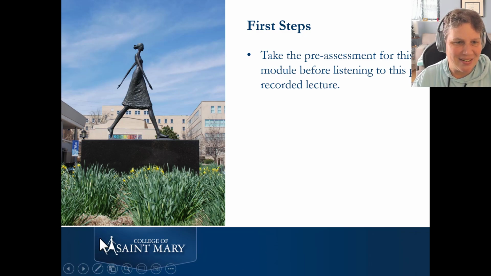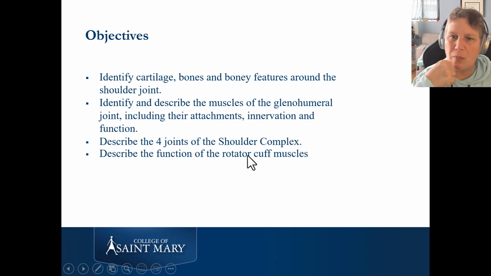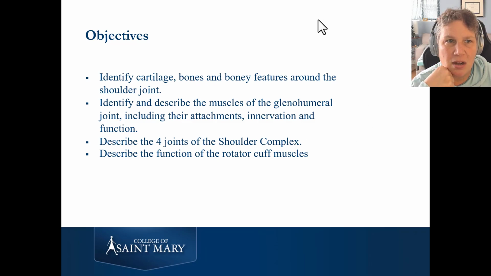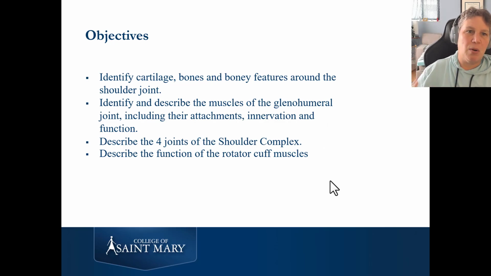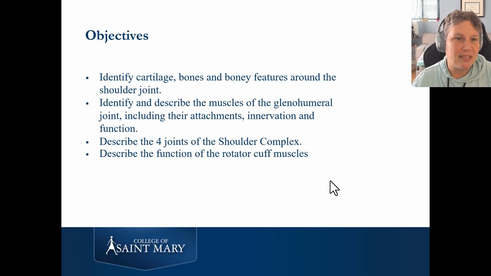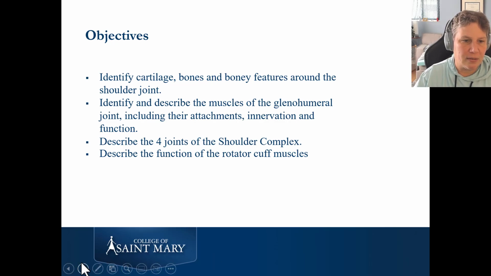So next slide here. What we're going to do today is talk about the different bones, bony features, and cartilage around the shoulder joint. We're going to identify and describe the muscles, and we're going to focus really on the glenohumeral joint because there's so much to cover. And in addition, just briefly talk about what the other joints are and how they're connected, and then describe the function of the rotator cuff muscles. So let's take a look here.